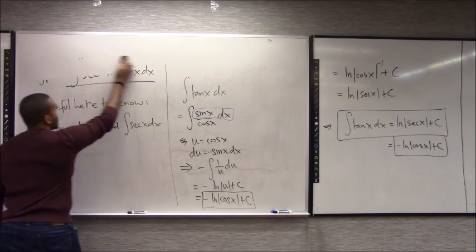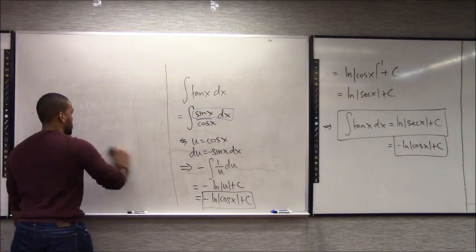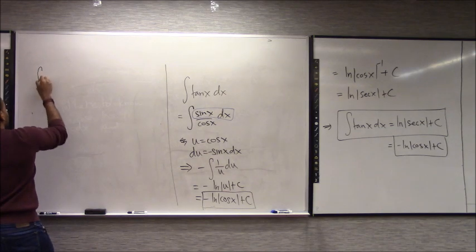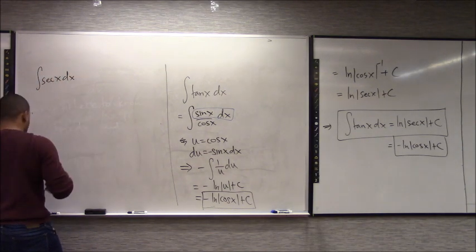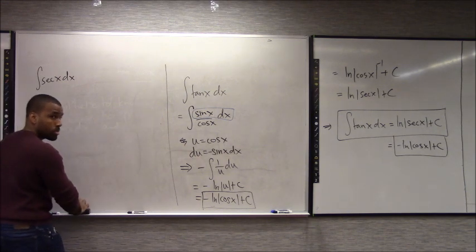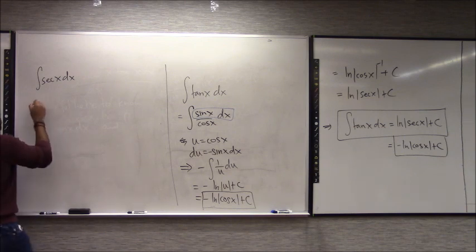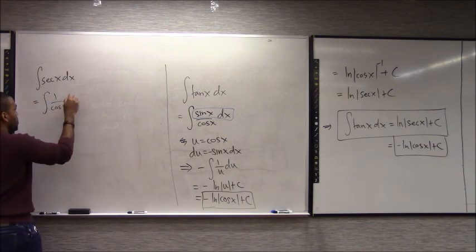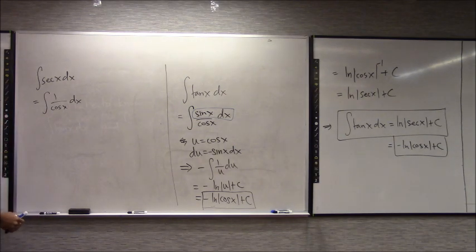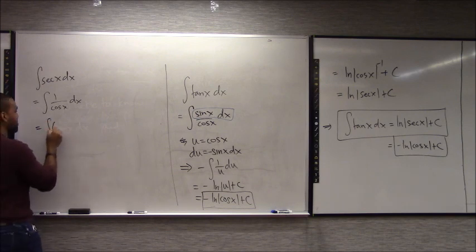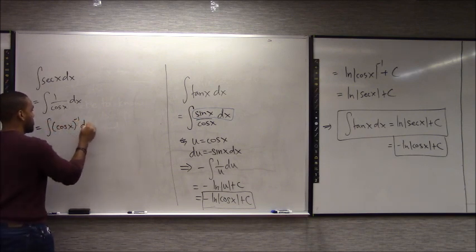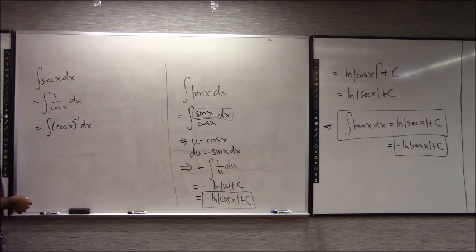Okay. What about the secant of x? Anyone knows how you do that one? Could you rewrite the secant to the cosine? You could change it to cosine x to the -1. Actually, never mind. Yeah, can't really do anything.